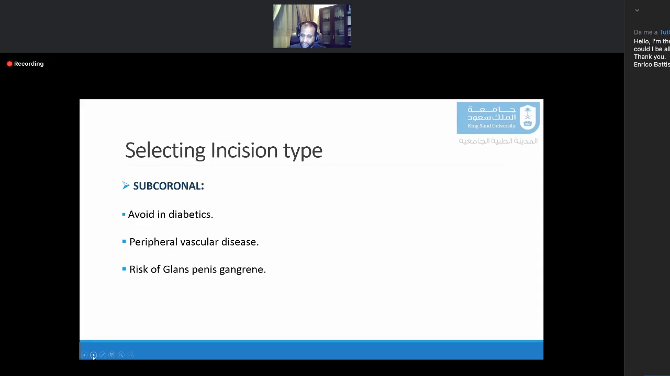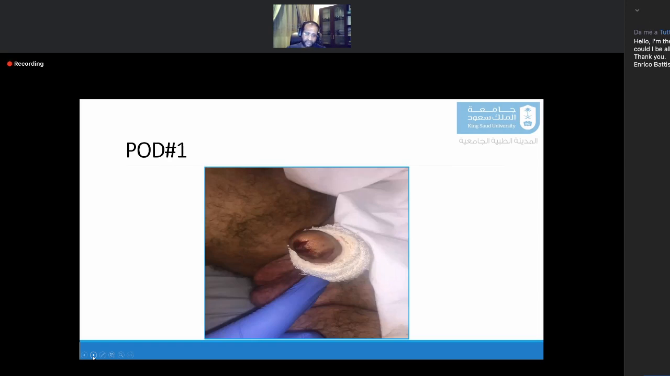Next slide, please. I have to show you one of our patients who underwent malleable penile prosthesis 2 years ago with a subcoronal incision. This is his glans picture 1 day after the surgery. We thought this was only because of some hematoma or ecchymosis from pulling over the glans during insertion of the rods. But unfortunately, the patient was lost to follow-up. He was instructed to see us back after 48 hours, but he came back after 14 days.